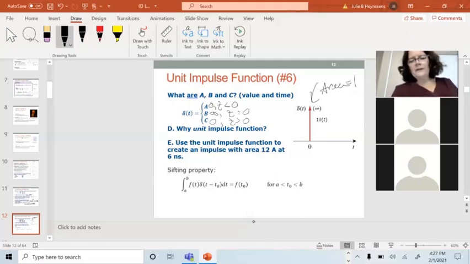Now, if I wanted an impulse function that has an area of 12 amps, that means the pulse was a total of 12 amps across all time. At 6 nanoseconds, what I would put in is 12 delta of t, and it's at positive 6 nanoseconds, so it's t minus 6 nanoseconds.